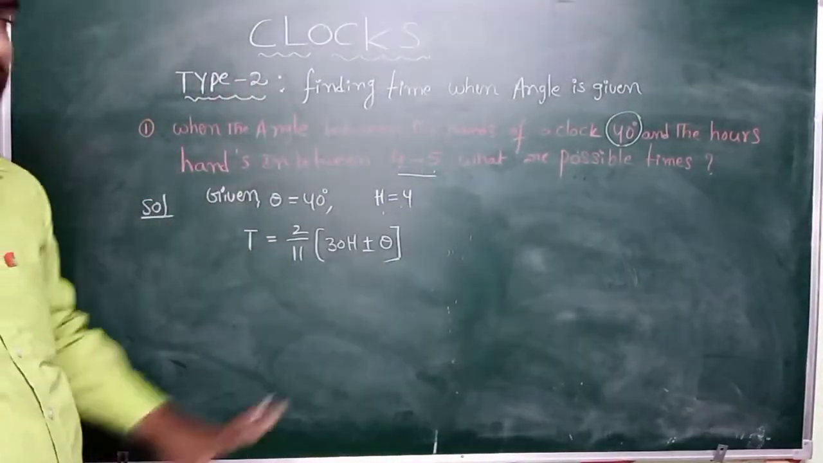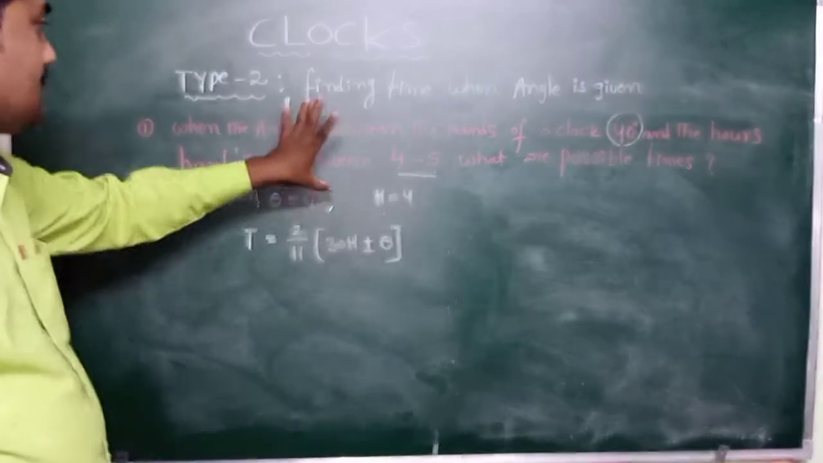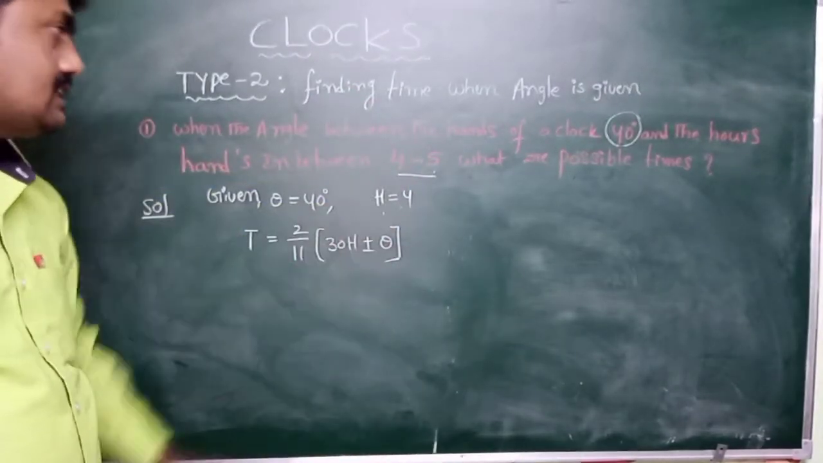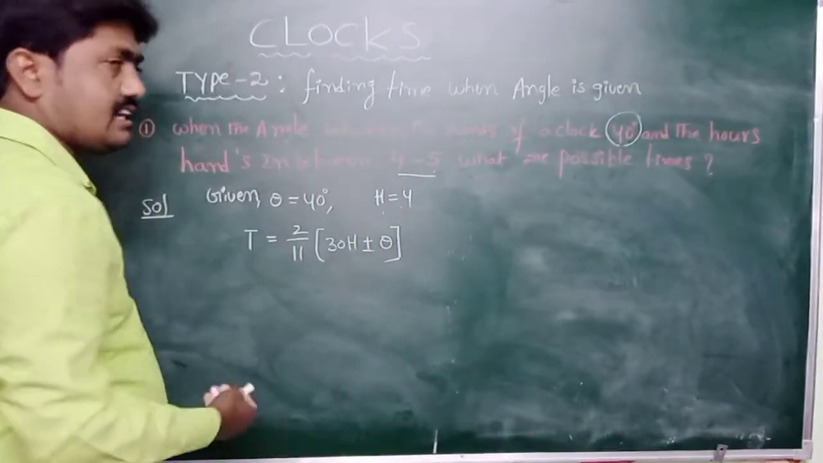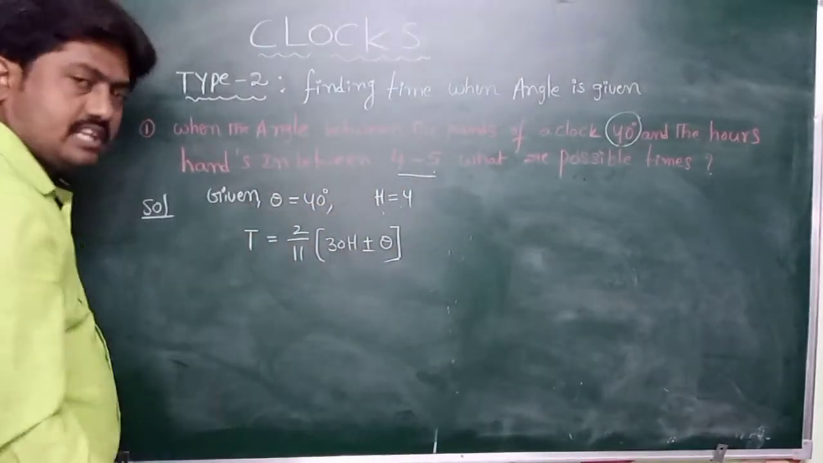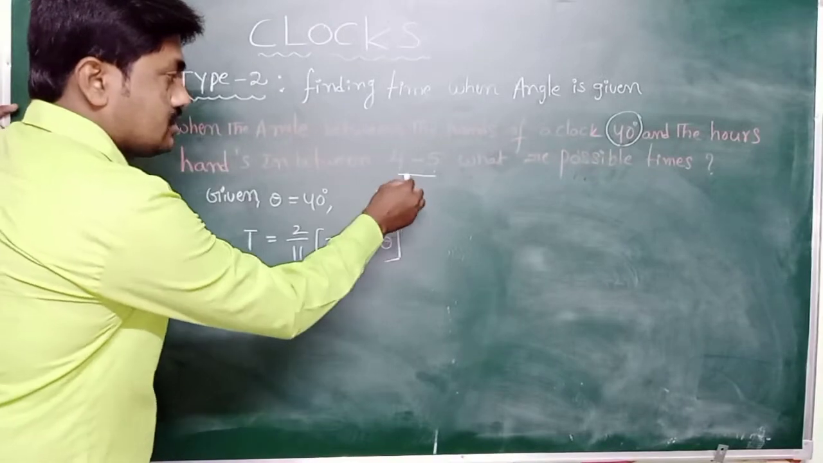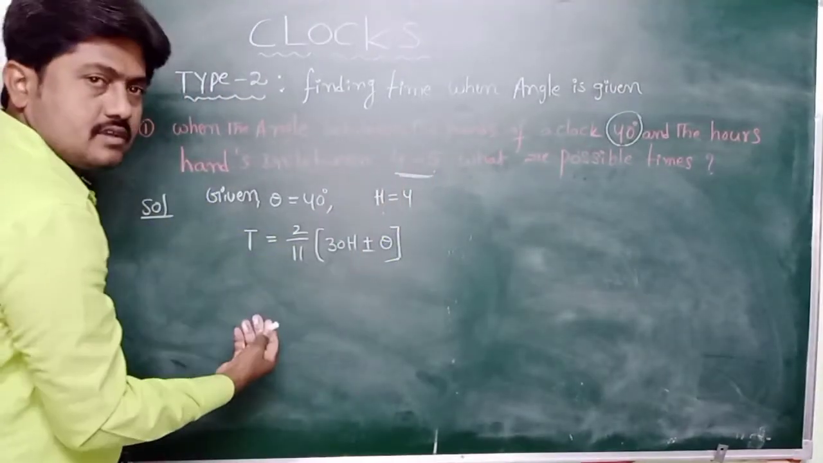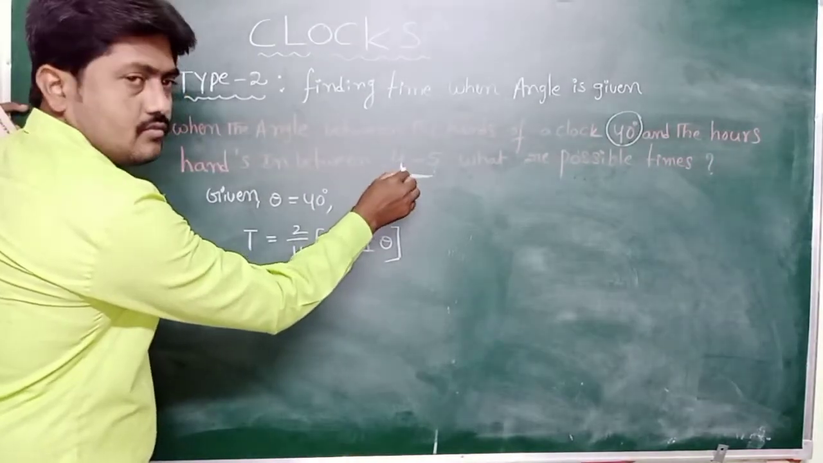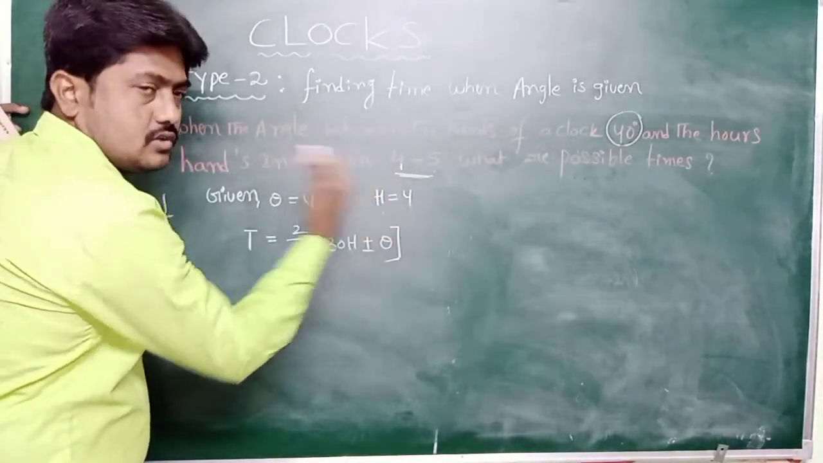So this is a problem. I take one example here. This type of model is very useful for NTSC examinations and any competitive examination. What are the given data here? Theta is equal to 40 degrees. What is H? It is the initial time, 4 and 5, so the first hour is 4. That's why I take the initial time as 4.